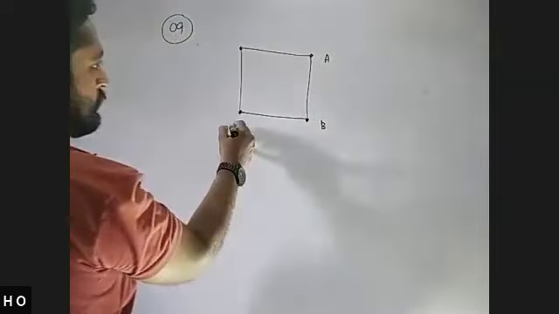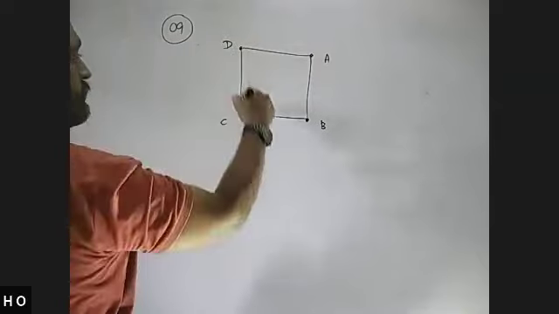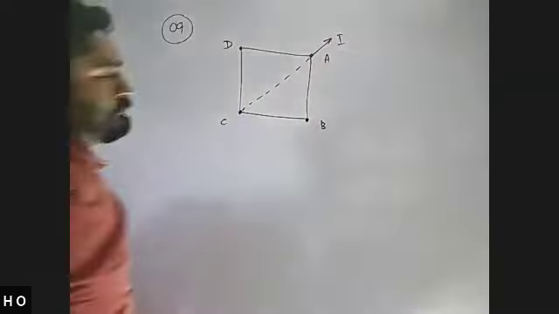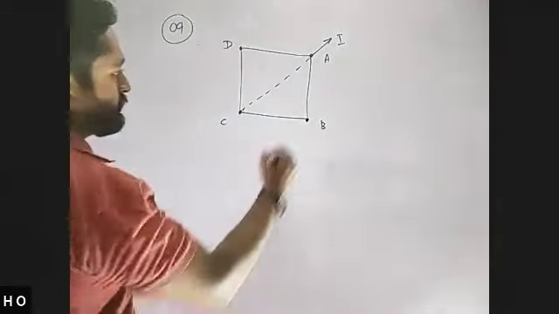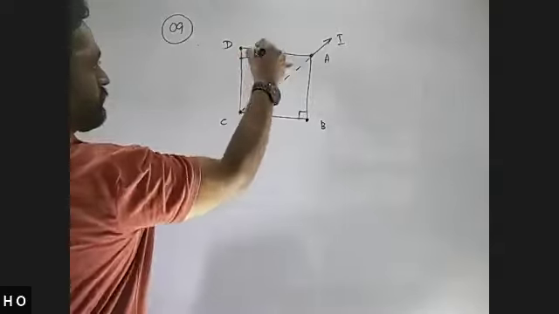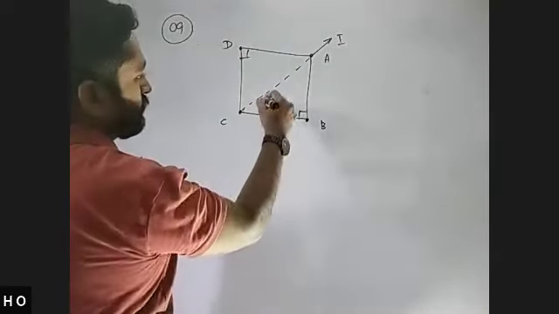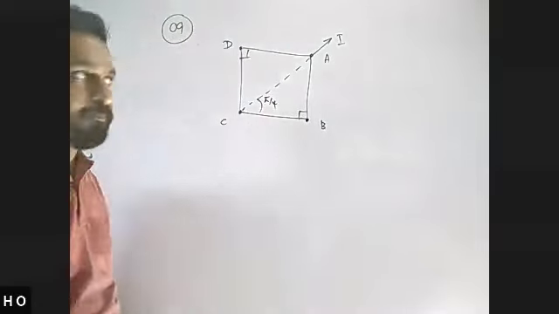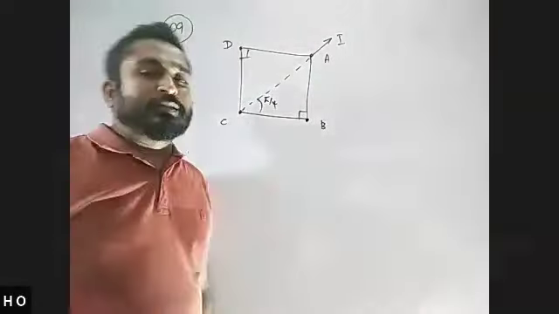A, B, C, D. Along the AC direction, those are 90 degrees, pi by 4. All right. So what is special here?